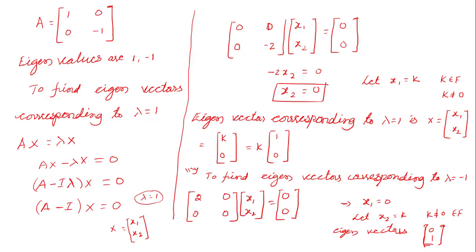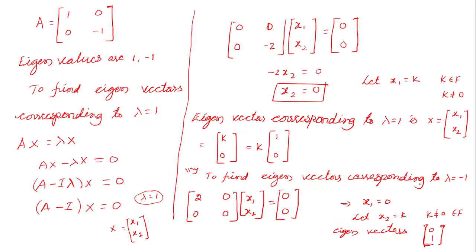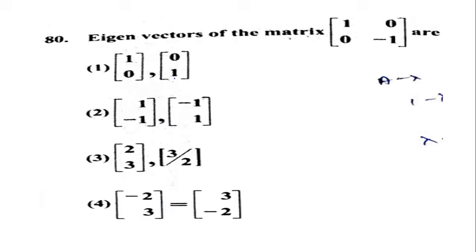Similarly, we can find the eigenvector corresponding to lambda equal to minus 1. The vector is 0, 1 for lambda equal to minus 1. Therefore, 1, 0 and 0, 1. This is the right answer.